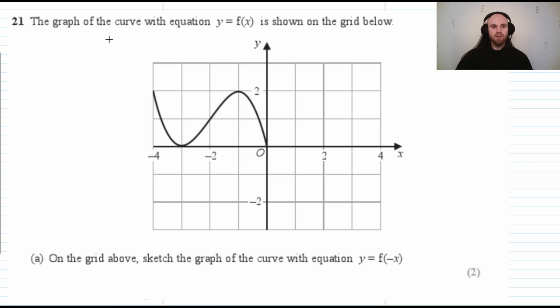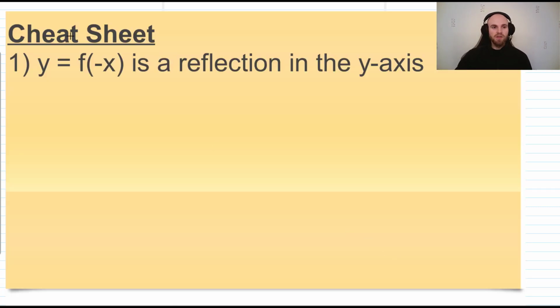Okay, question 21. The graph of the curve of the equation y equals f of x is shown in the grid below, just here. Part A, on the grid above, sketch the graph of the curve of the equation y equals f of minus x. So if we look at the cheat sheet, when y equals f of minus x, this is going to be a reflection in the y-axis.